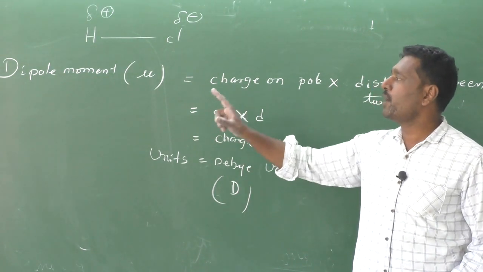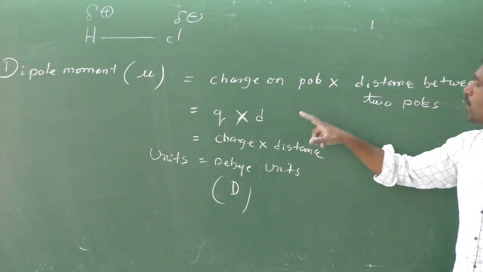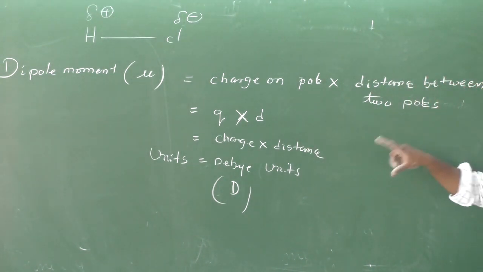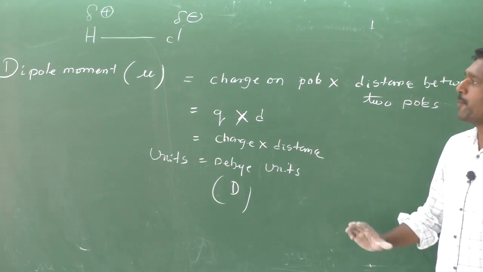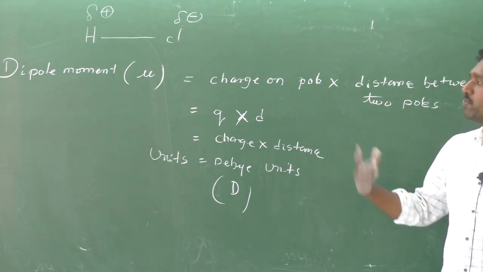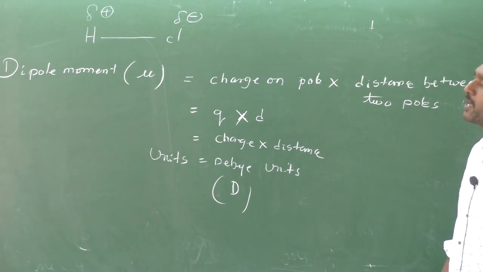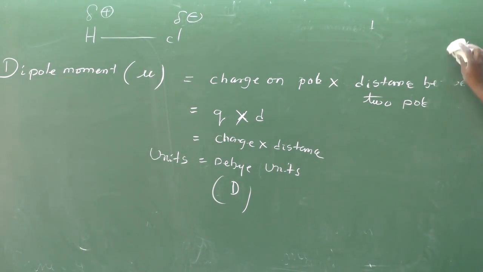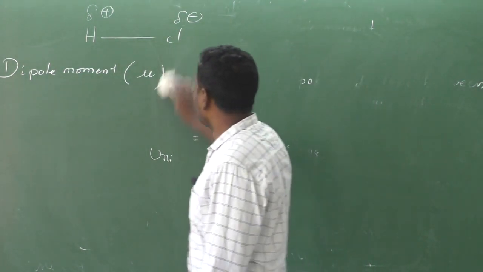Therefore, dipole moment is the product of the charge on one pole and the distance between the two poles. Dipole moment is denoted by small m or mu. In some books it is denoted as m, in some books as mu. The units are dipole units.